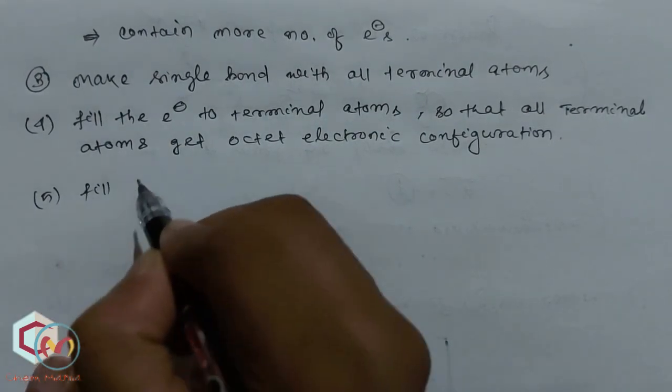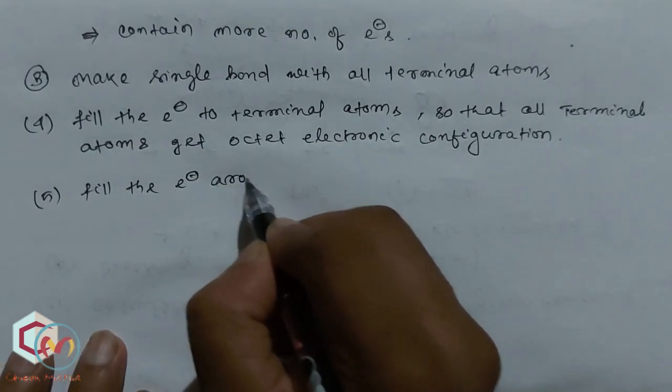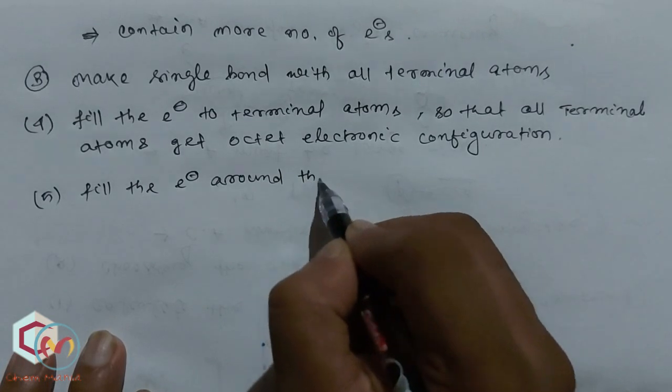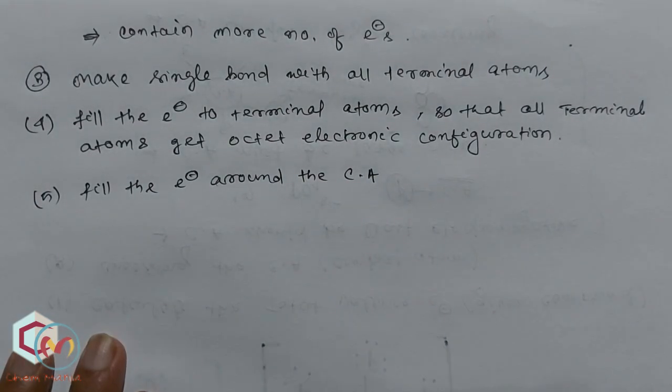will fill the electron around the central atom. So how many electron we will fill around central atom? That is the electron left after forming say single bond with the terminal atom.